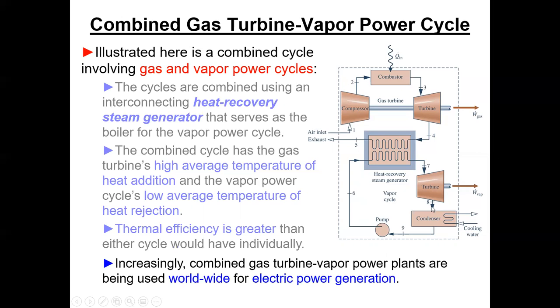Increasingly, combined gas turbine vapor power plants are being used worldwide for electric power generation. Yep. So if you remember early in the course when we looked at how the fuel used for electric power generation had kind of shifted from coal to natural gas, these are the cycles. This is what's burning most of that natural gas, these combined cycles.